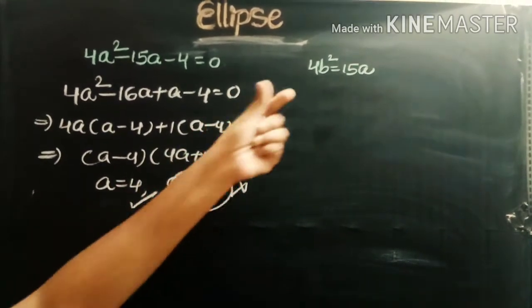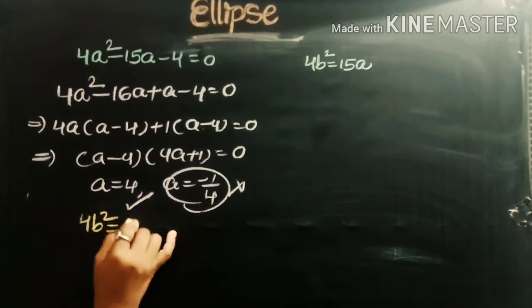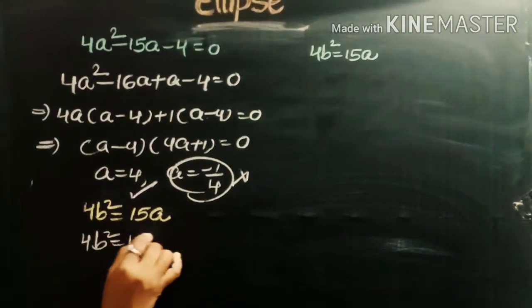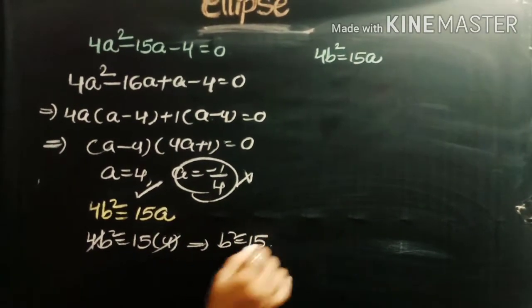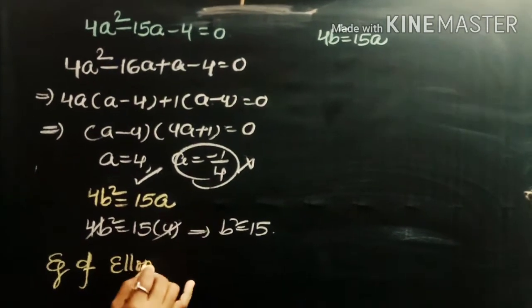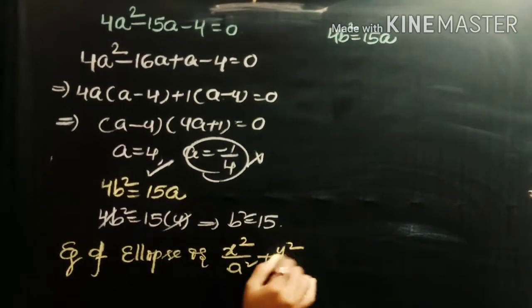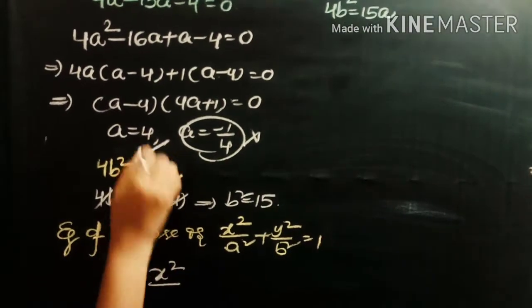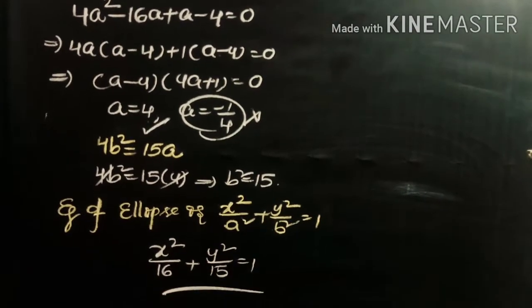Now we are replacing this value in the equation 4b square is equal to 15a. Taking the equation 4b square is equal to 15a and replacing the value of a here, 4b square is equal to 15 into 4. Then the value of b square is equal to 15. Therefore, now we are replacing these two values in the equation of the ellipse. The equation of the ellipse is x square by a square plus y square by b square equals to 1. Now replacing the values, x square by 16, since a square is 16, plus y square by 15, since b square is 15, equals to 1. That's all. This is the required answer.